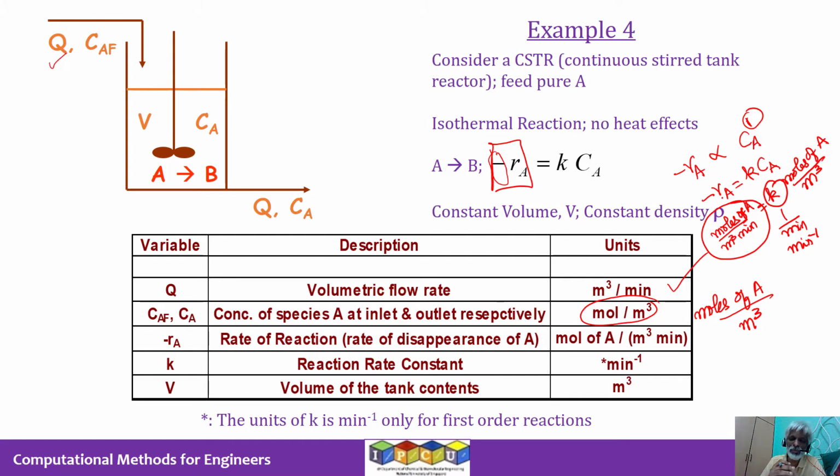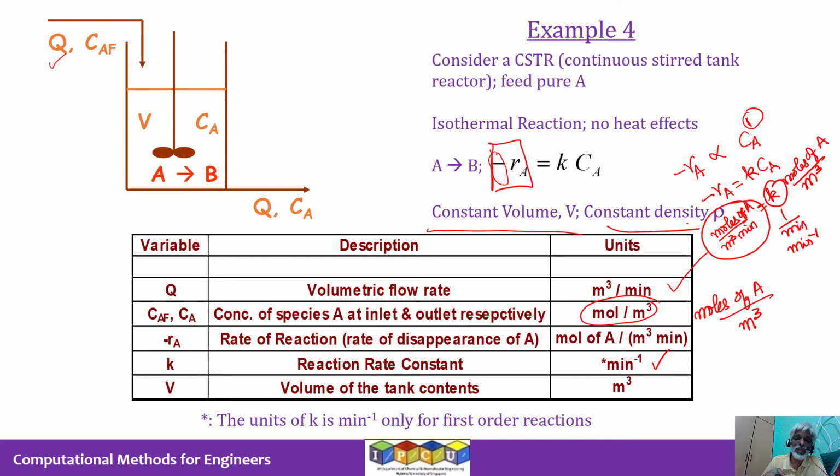So presently we will talk about first order reaction, and therefore the units of k are minute inverse, or 1 by minute. The volume of the tank contents is indicated by the symbol V, and it has the units of meter cube. So we are assuming constant volume and constant density.